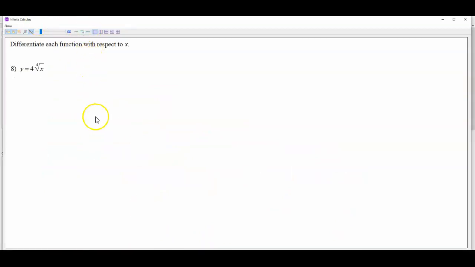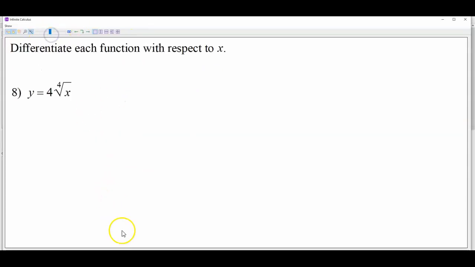All right, let's go ahead and take a look at number 8. Number 8, once again, this is another basic power rule problem, but it's just a little bit special because it has a radical there. But what we're going to do is change that into a 1 power right there, which means that I can rewrite this as 4 times x to the 1/4. And you can rewrite any radical in the form of an exponent that is a fraction, like so.